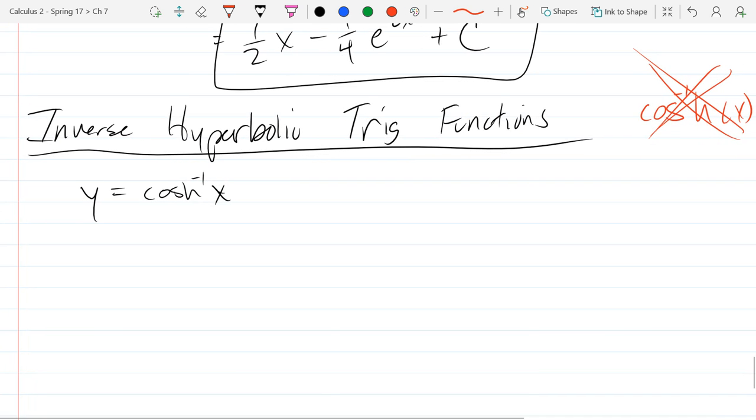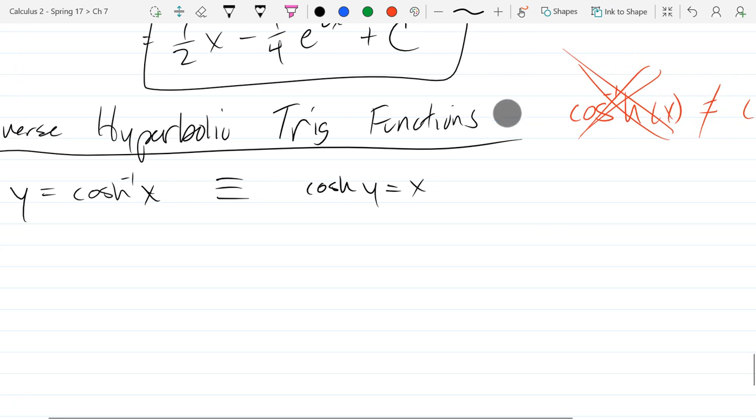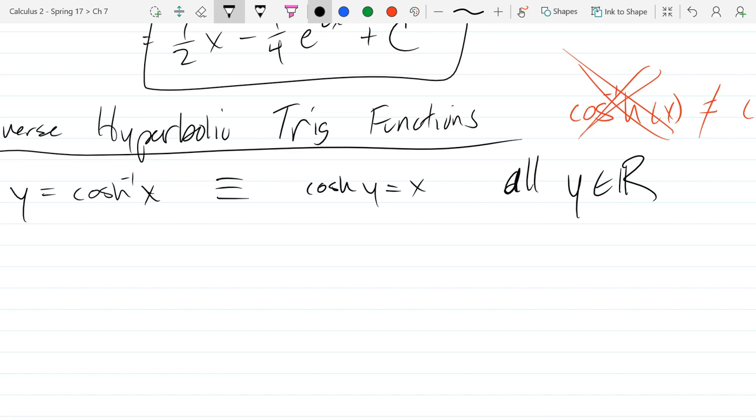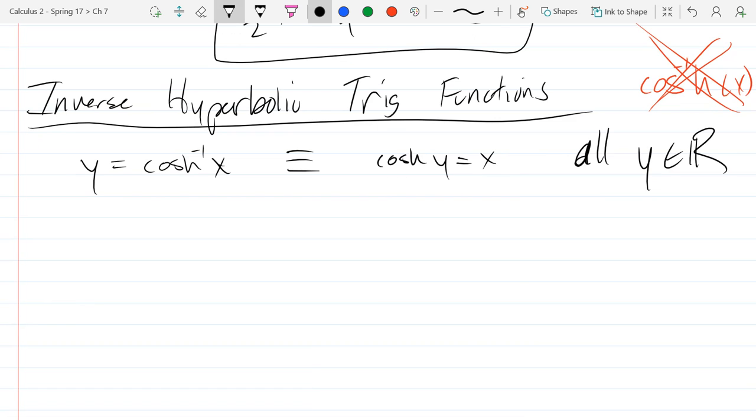So first property, we'll flip this around to be the regular function. This is the same as cosh y equals x. And of course, you have to restrict. Well, this one you have all y. Nope, that is not all y. That is all y greater than or equal to 0.